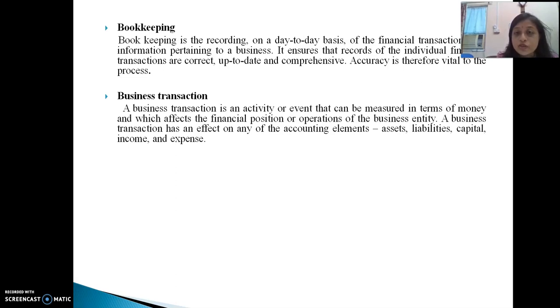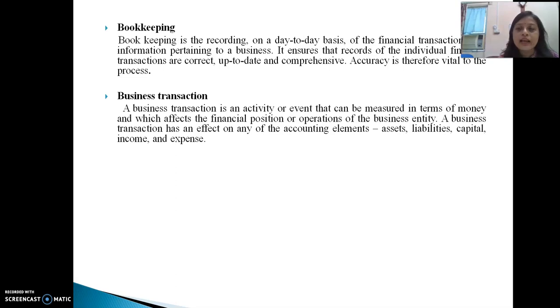Now next is business transaction. I have told the word financial transaction, but what do you mean by business transaction? A business transaction is an activity or event that can be measured in terms of money and which affects the financial position or operation of the business entity. A business transaction has an effect on any of the accounting elements: assets, liabilities, capital, income, and expenses. In simple words, business transaction is exchange of goods and services in terms of money.